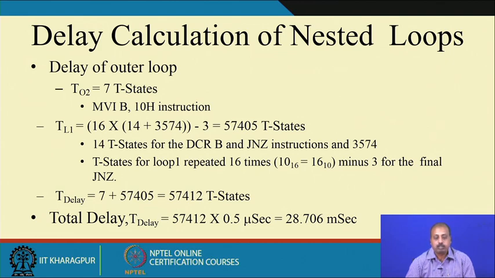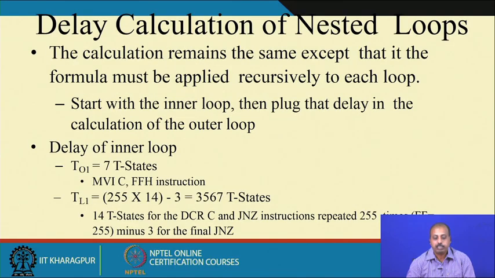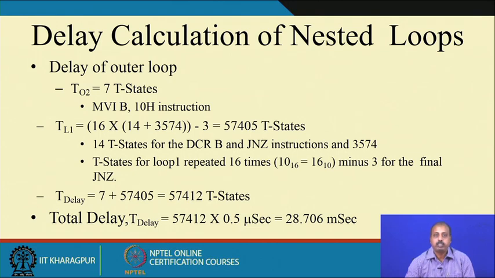So, the frequency is accordingly 1 upon 0.5 microsecond. So, the total delay is 28.706 millisecond. This is the precise delay produced by this particular program with a nested loop. So, this program has got the precise delay of 28.706 millisecond.